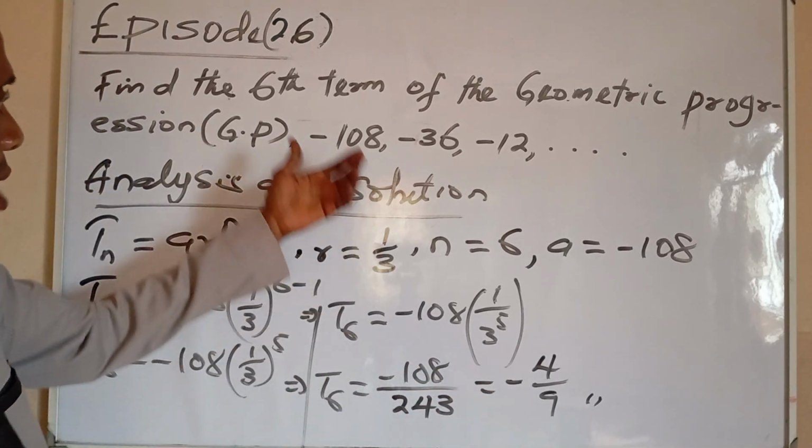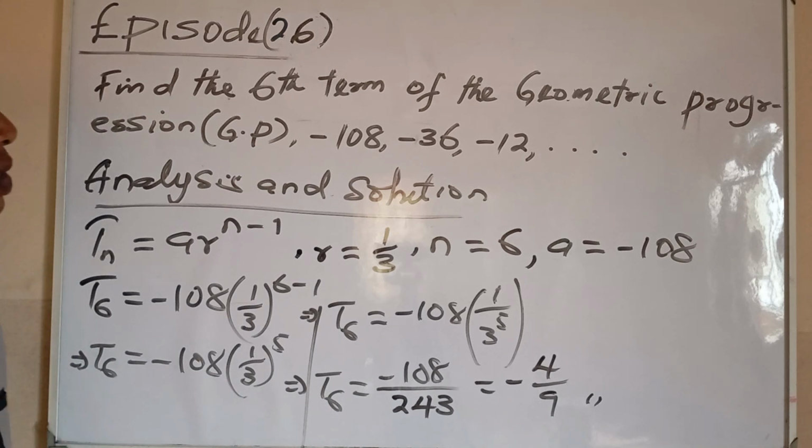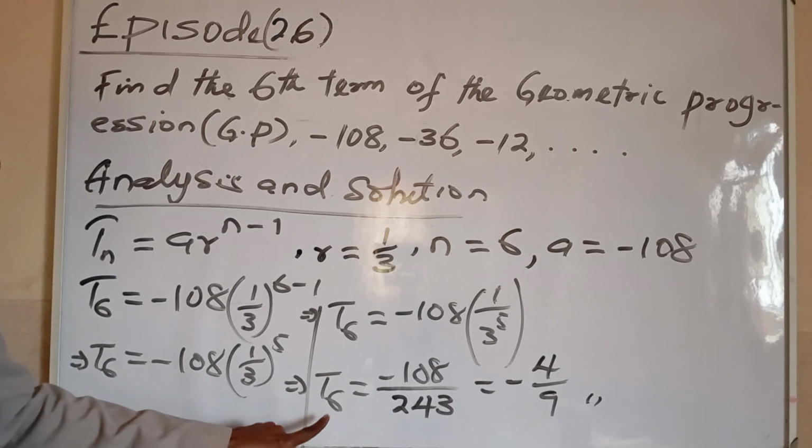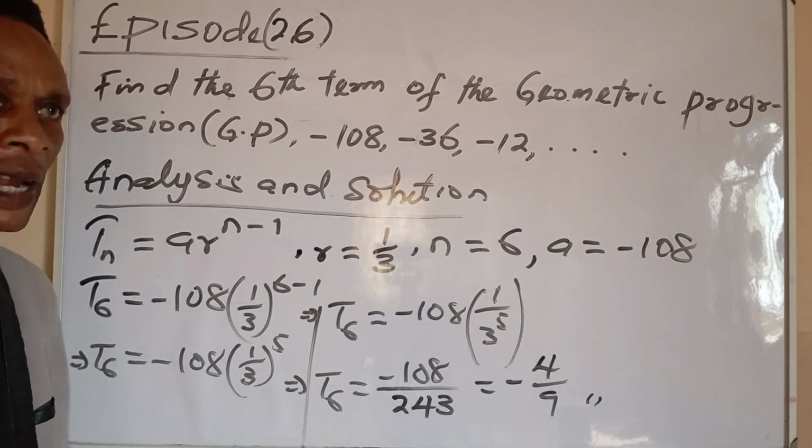And that is the answer to this word question. This is a geometric progression, or you call it an exponential sequence, whereby we are asked to calculate the sixth term. So the value of the sixth position is negative 4 over 9. And that is all to this.